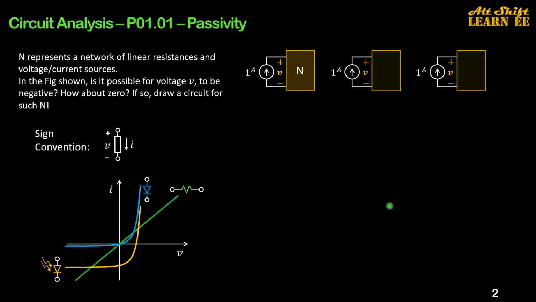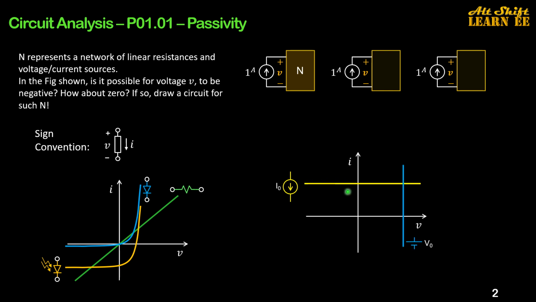Same for voltage and current sources. The IV curve looks like this for a current source. In this region, I times V is positive, it consumes power, and in this region, it generates power. For a voltage source, it's also the same.